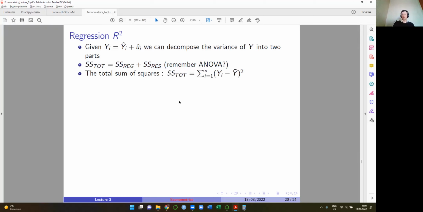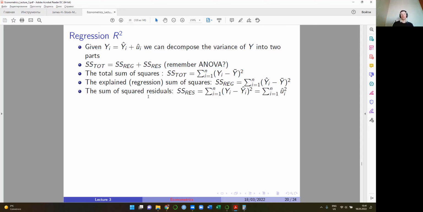So the total sum of squares must be familiar. We calculate the squared deviations of y and then sum them. The explained or regression sum of squares is calculated as the squared deviations of y hat from y bar. So this is important: it's not y, it's y hat. The sum of squared residuals is calculated as the residual, y minus y hat, squared. And once we know that this is a residual, we just take u hat squared.